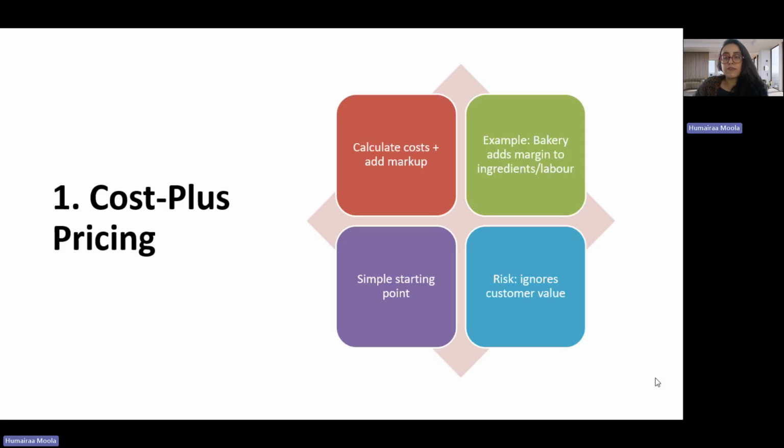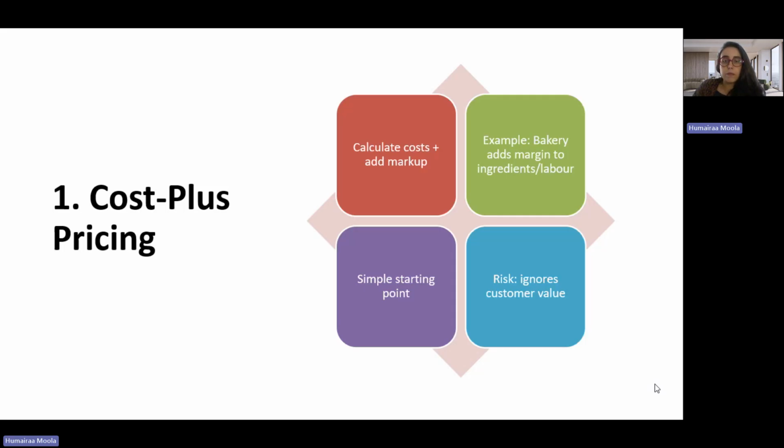So for example, if it costs you 100 Rand to make a product and you want to add a 50% markup, then you may sell it for 150 Rand. Now, this method is very common in businesses like bakeries, retailers, manufacturers, and even some service businesses use this.